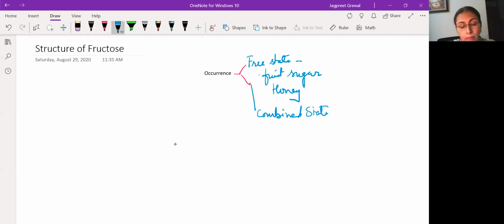Next is the combined state. In the combined state, it is found in sucrose. Sucrose is a disaccharide, okay, which is the disaccharide of D alpha positive glucose and D beta negative fructose. So it is found in combination with glucose in the molecule of sucrose, that is your table sugar.